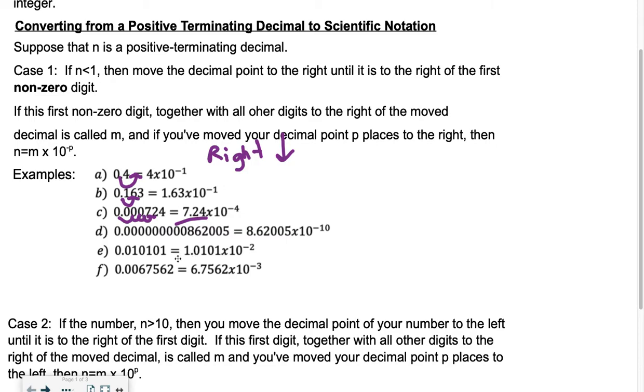Our next example, we're going to move a bunch of places: 1, 2, 3, 4, 5, 6, 7, 8, 9, 10. Now we want to be between the 8 and the 6 because we want the number in front to be 1 through 10, not including 10, so really 1 through 9. Because we move to the right 10 places, we have a -10. Here I'm going to move 1, 2, so my first non-zero number is 1, 1.0101. Remember, you're just going to write all those numbers afterward, and because we move 2 to the right, -2. Finally, 1, 2, 3 places to the right, 6.7562 times 10 to the -3.